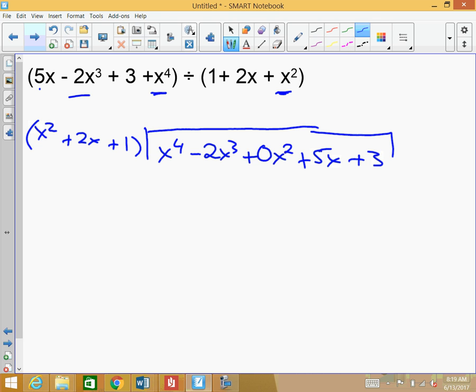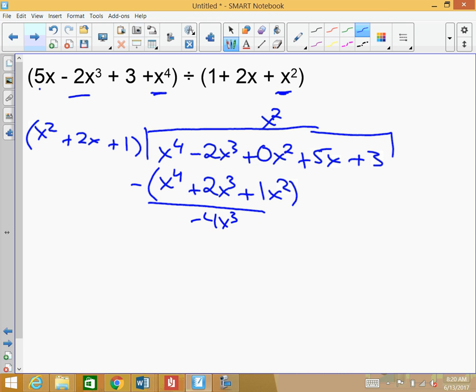So I have x to the 4 over x squared. Well, x squared times x squared gives me x to the 4. 2x times x squared is 2x cubed. And I have 1 times x squared, plus 1x squared. So again, subtract them. x to the 4 minus x to the 4 is 0. Negative 2x cubed minus 2x cubed is negative 4x cubed. And 0 minus 1 is negative 1x squared. Again, bring down the 5, plus 5x. And this is why it's important to keep that space for the 0x squared, because it puts the terms out of order.